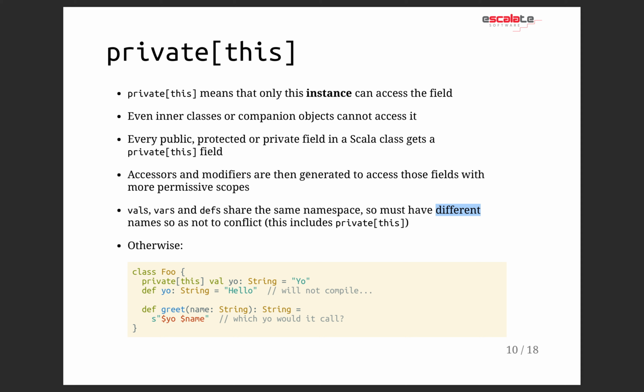Every public, protected or private field in a Scala class gets a private field. Accessor and modifier methods are generated to access those fields with the more permissive scope.